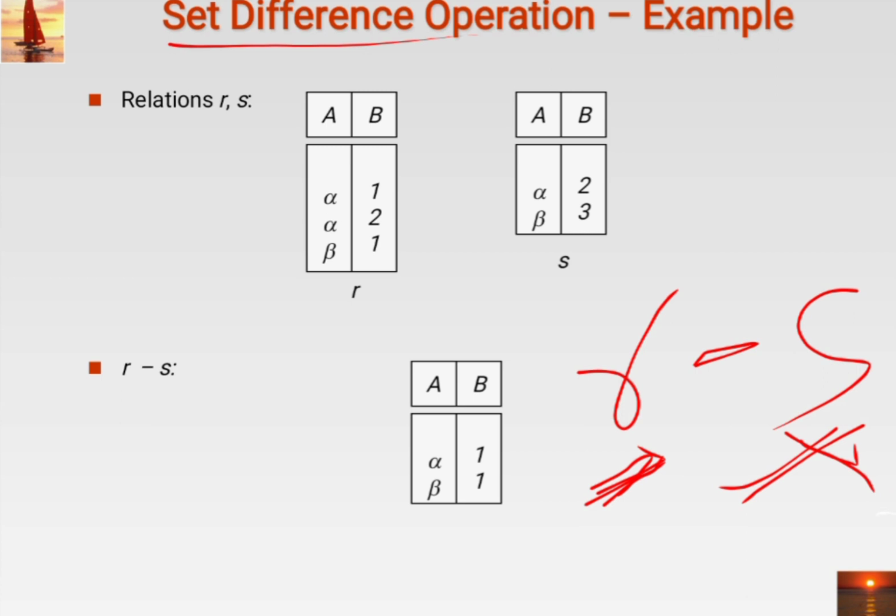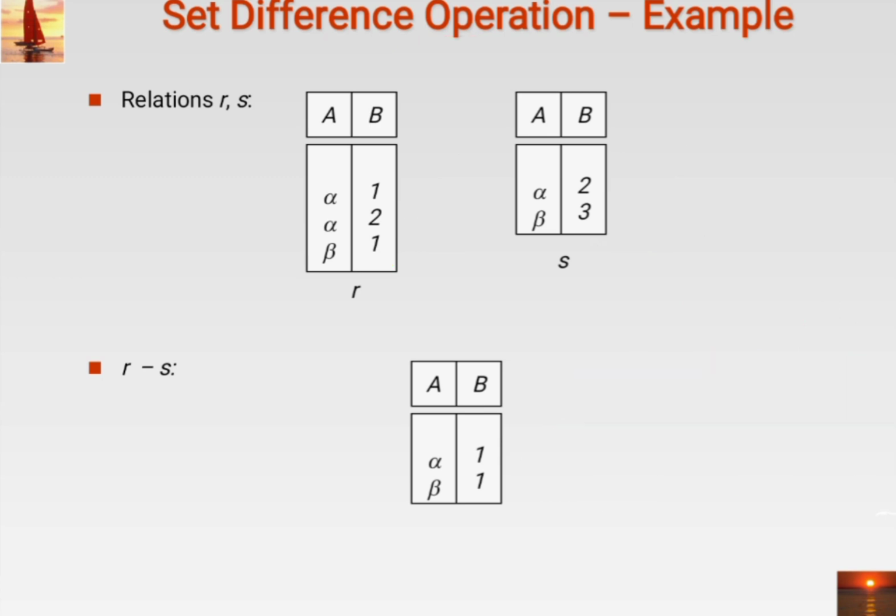You can see alpha a1 is present here, and it is not present in S. That's why alpha 1 is present here. Then alpha 2 is present in R, right, and it is also present in S. That's why it will not be there. Beta 1 is present in R and beta 1 is not present in S. That's why I have taken it here. Okay, so in this way the set difference works. This you already know, I hope so, but still it is a kind of prerequisite we will require.